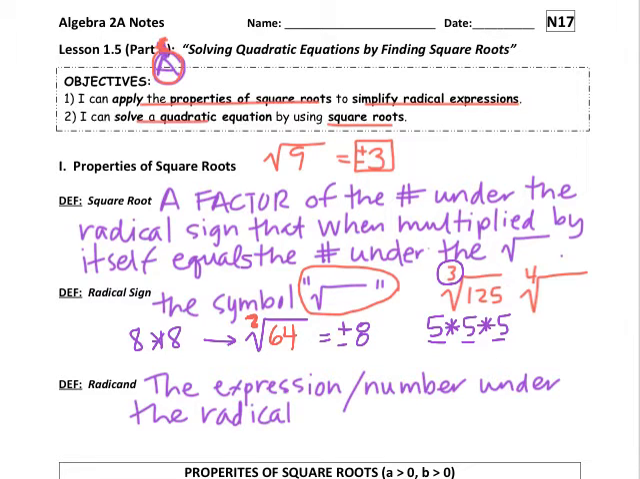Our final vocab word is radicand. It's the expression or number under the radical. So when we're talking about a radicand, it's the actual number underneath the radical symbol. So if we were taking the cube root of 125, the radicand is 125. If we were taking the square root of 64, the radicand is 64.